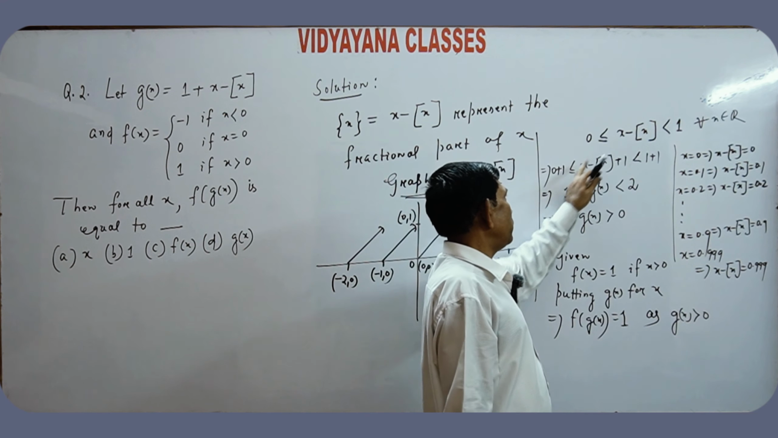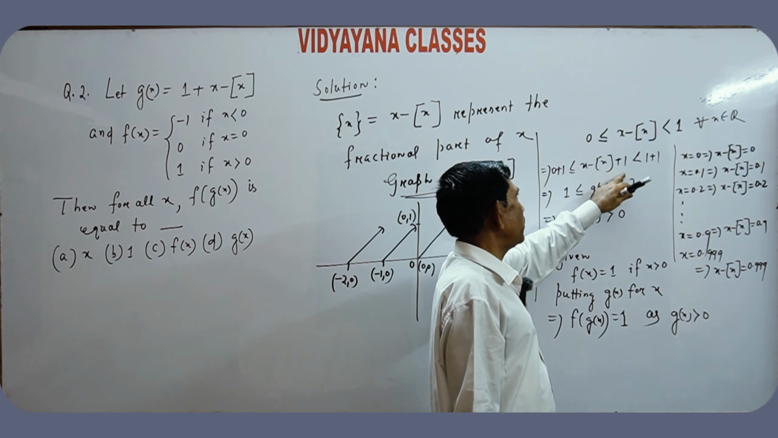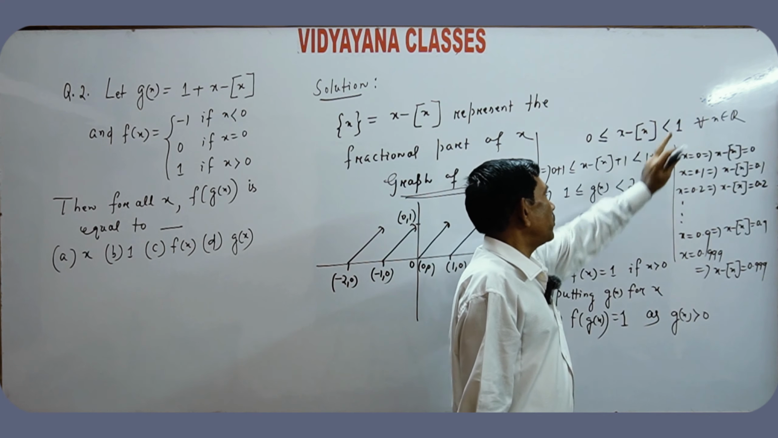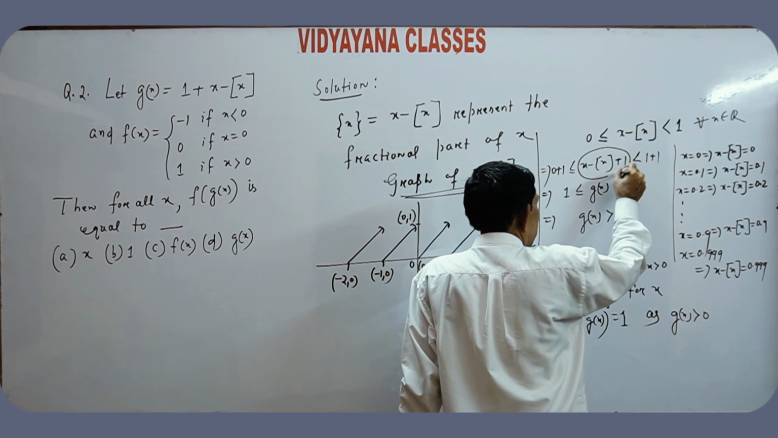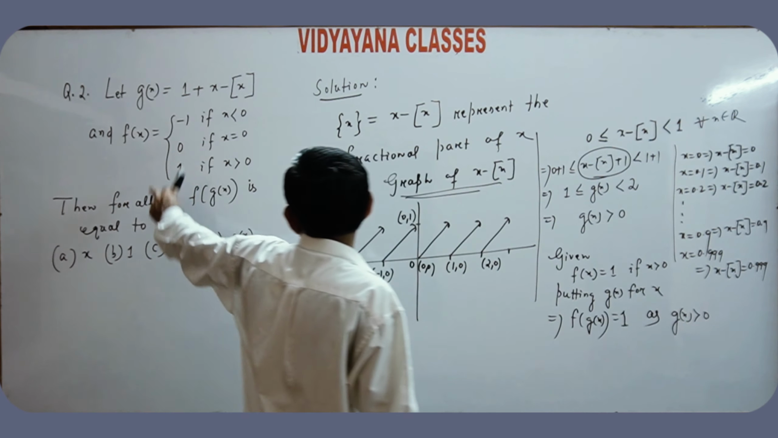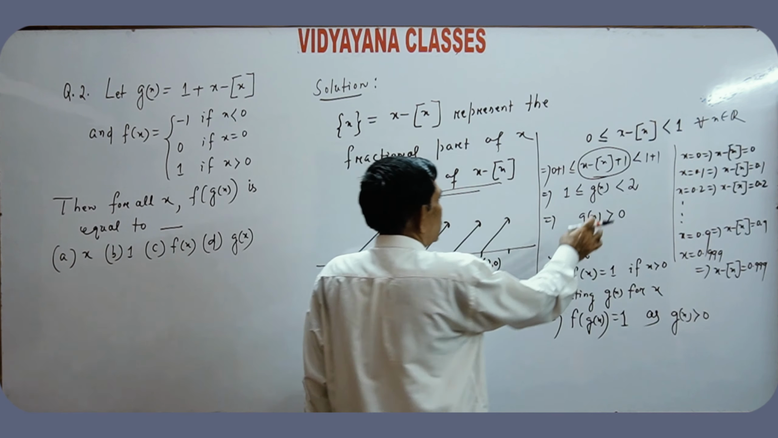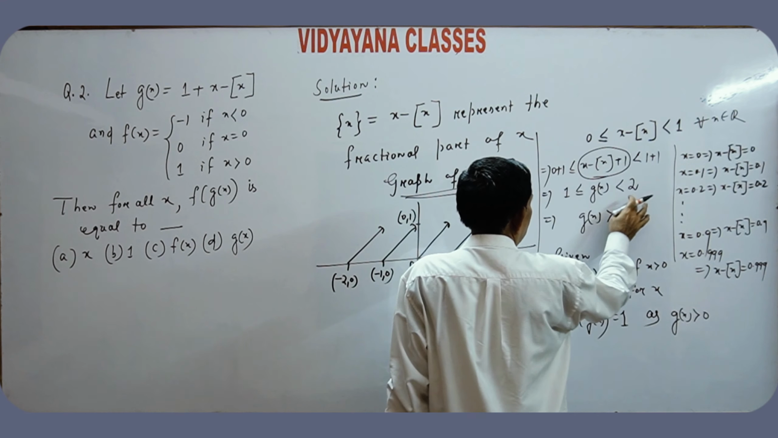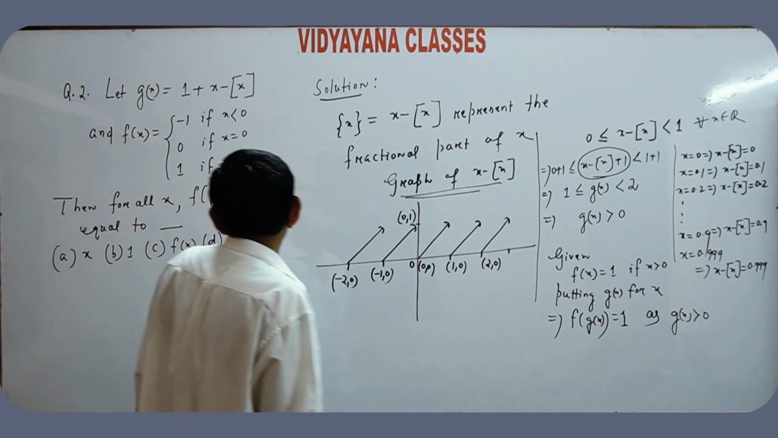Adding 1 everywhere, 0 + 1 ≤ x − [x] + 1 < 1 + 1. But this value is g(x). g(x) is 1 + x − [x]. So 1 ≤ g(x) < 2, which implies g(x) > 0.